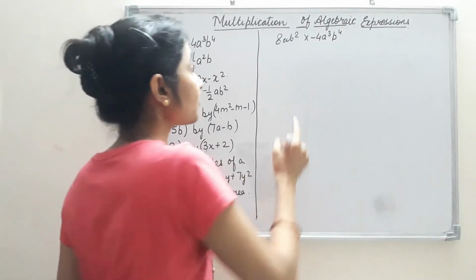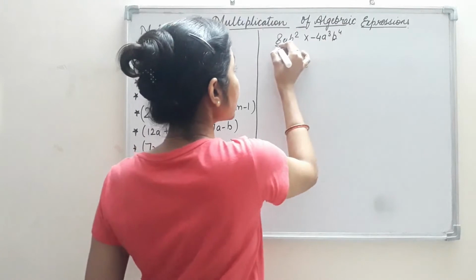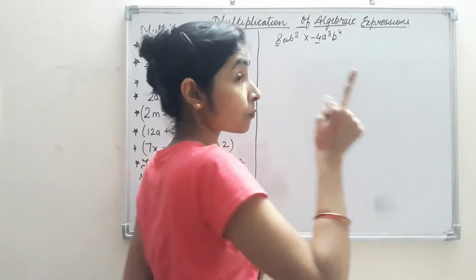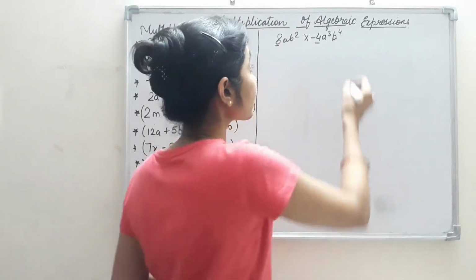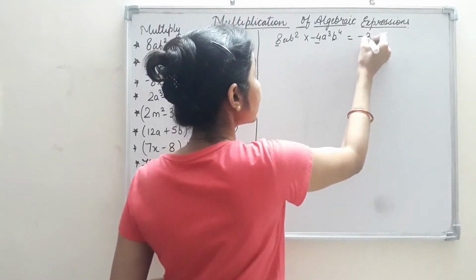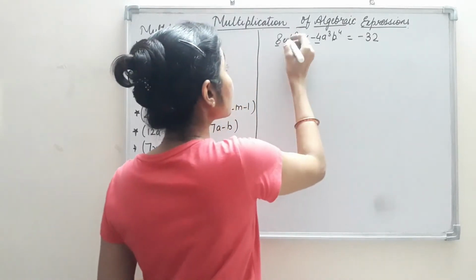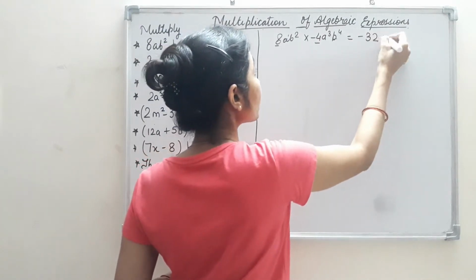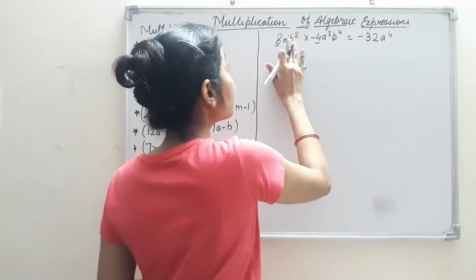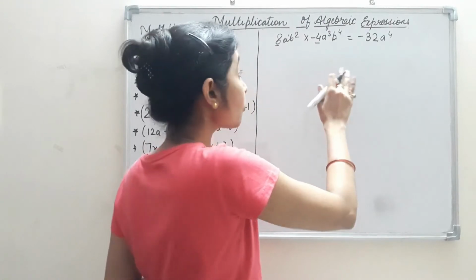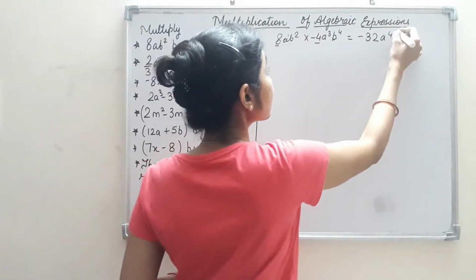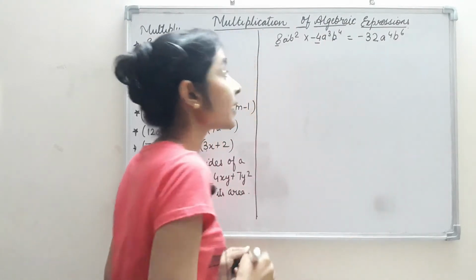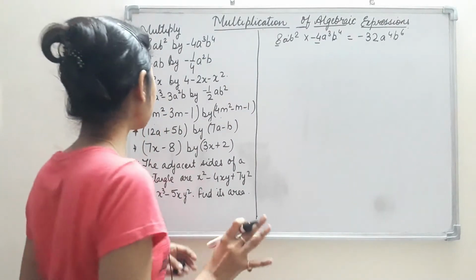Now first multiplying the coefficients. The coefficients are 8 and minus 4. So positive multiplied by negative gives us a negative answer. So minus 32. A raised to the power 1 is here and 3 is here, so 1 plus 3 is equal to 4. So a raised to the power 4. And b square and b raised to the power 4, that means 2 plus 4 gives us b raised to the power 6. That is our answer. It's as simple as that.